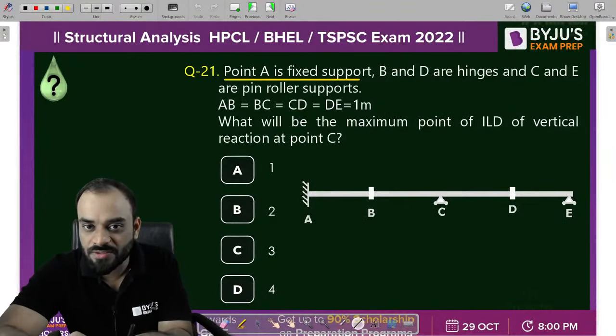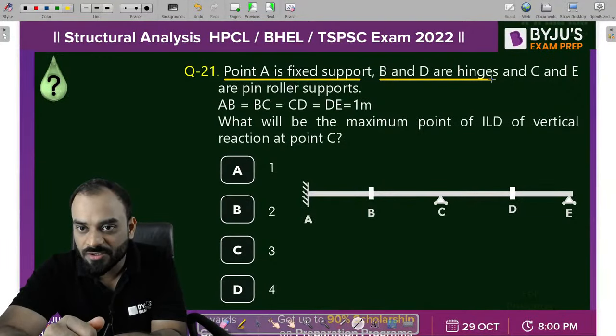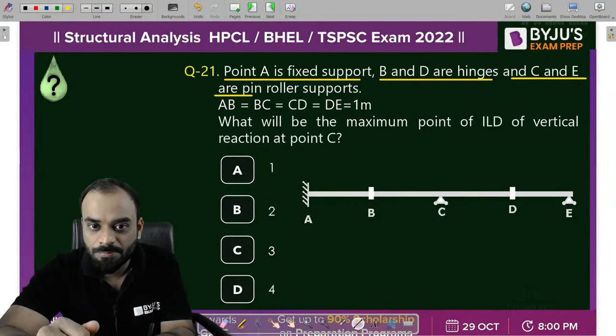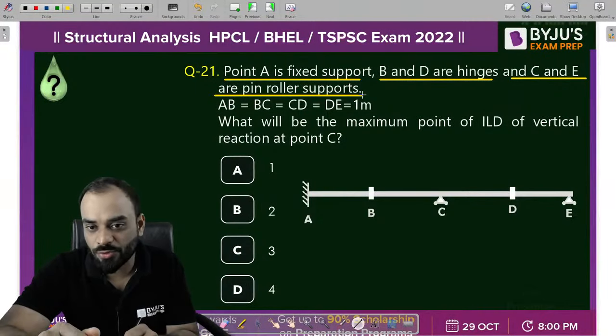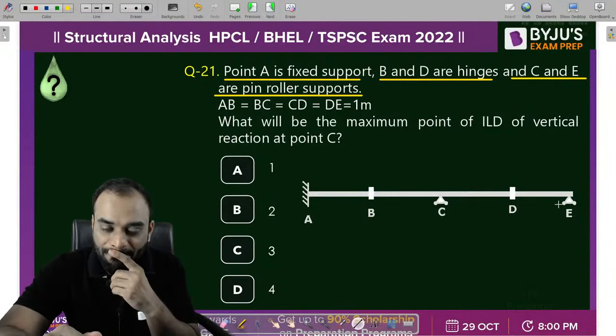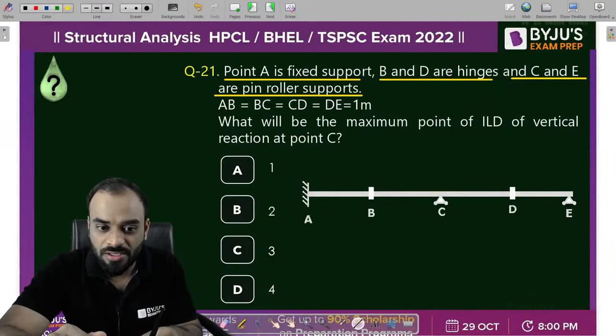Point A is fixed, B and D are hinge, and C and E are pin and pin roller support. Okay, this is roller, this is roller. And this is internal hinge.